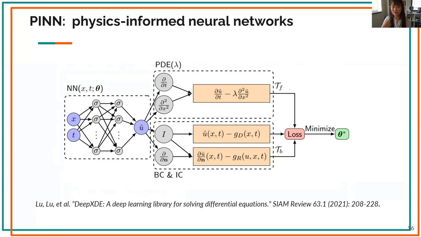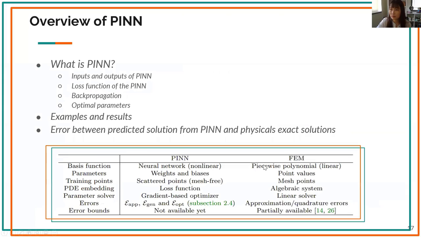This is the rough idea, the dream idea of the physics-informed neural network: make the neural network learn so that its output will follow the partial differential equation and the conditional equations. In the following, I'll talk about what a PINN is, the input and the output of the PINN, the loss function of the PINN, what happens in backpropagation, and also our optimal parameters. I will also give you some examples and results of the PINN, and the error between the predicted solution from the PINN and the exact solution. Basically some error analysis.